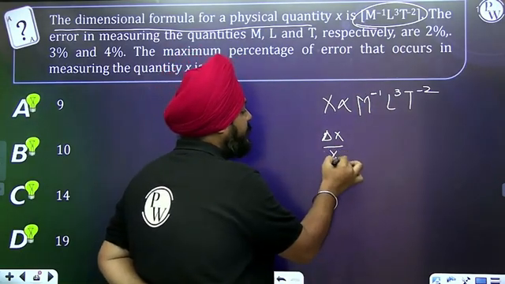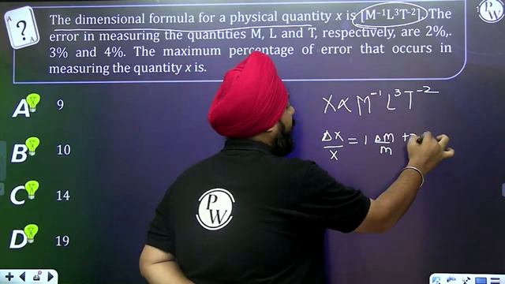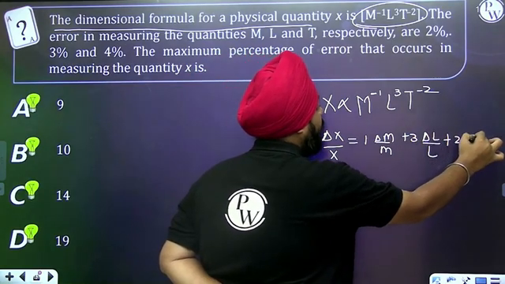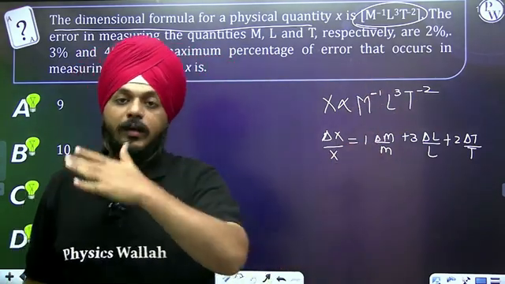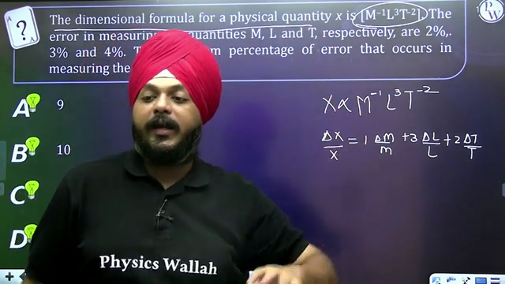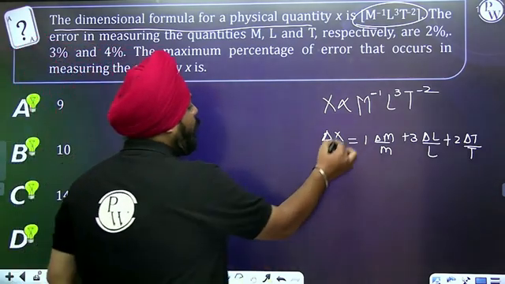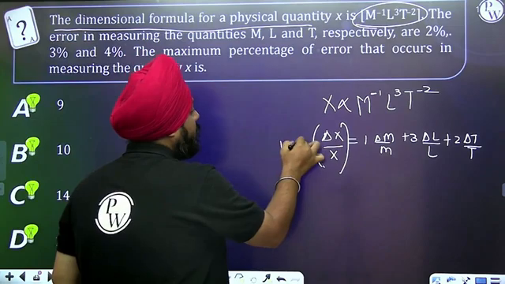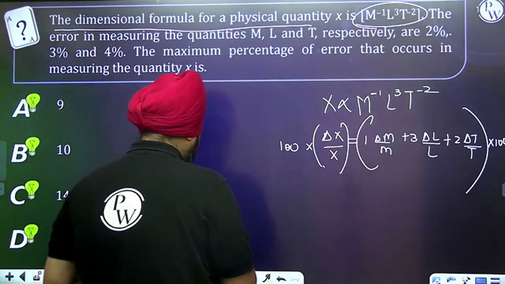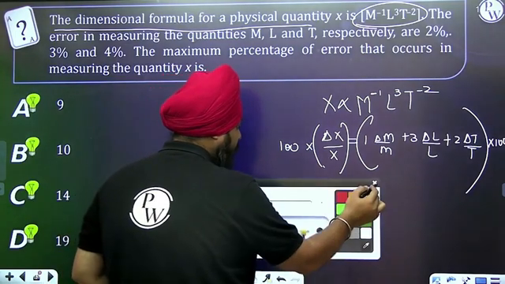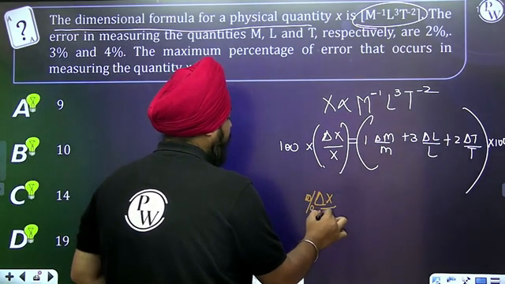So I'm going to write delta X by X equal to 1 delta M by M plus 3 delta L by L plus 2 delta T by T. Please don't make a mistake by writing -2 here. Errors are always positive while you are calculating the percentage. Multiplying 100 on both sides, you are going to get the percentage error in X.